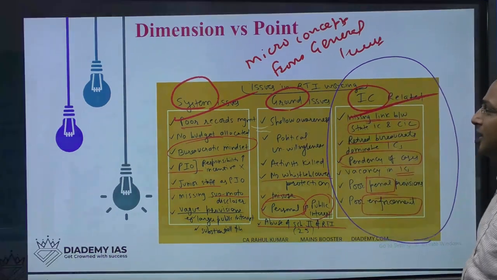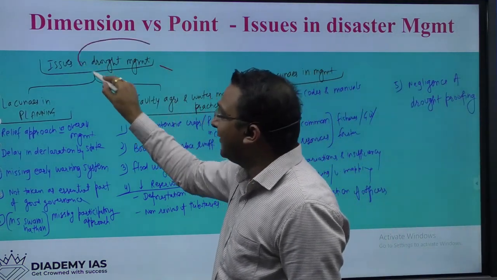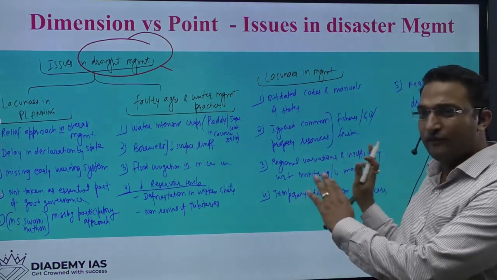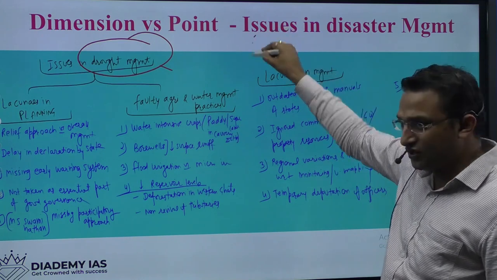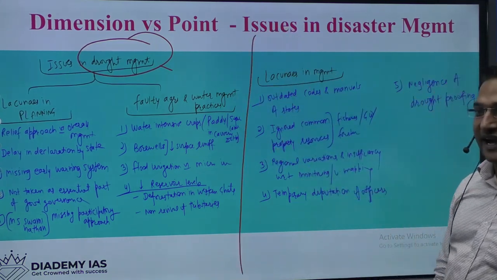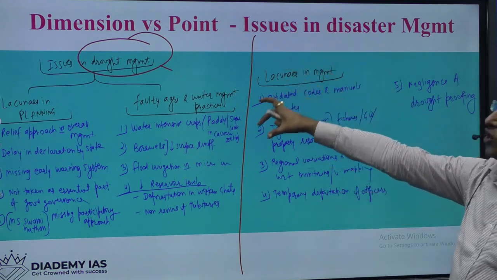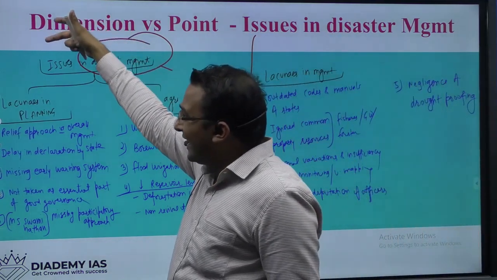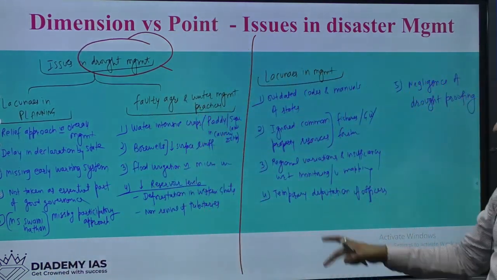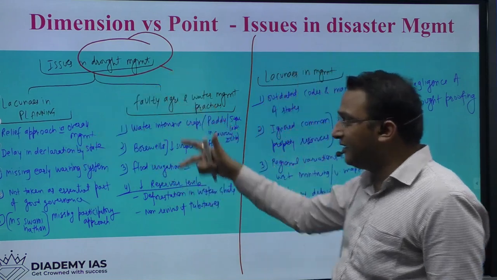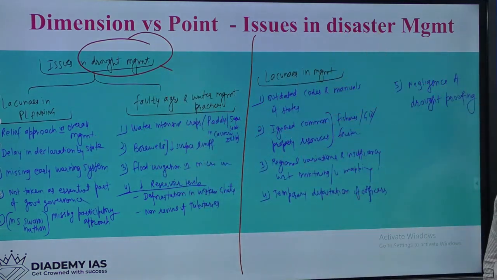Similarly, suppose I have to write about drought management. You know, this kind of diagram you can make. Tree based, like tree working. And I will discuss 10 different types of diagrams tomorrow. So issues in the drought management. Number one, lacunas in the planning. Lacunas in the agriculture and water management. Means you can divide into broad categories and then elaborate upon that. Lacunas in the overall management of drought.